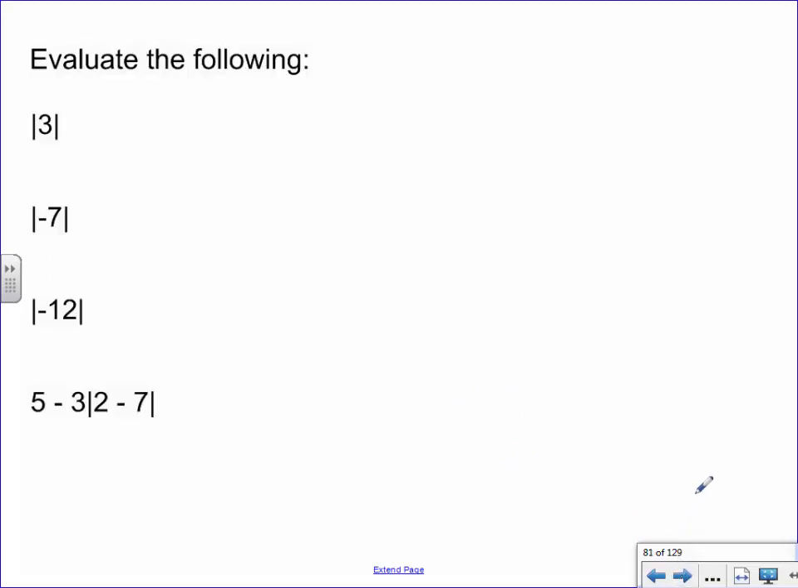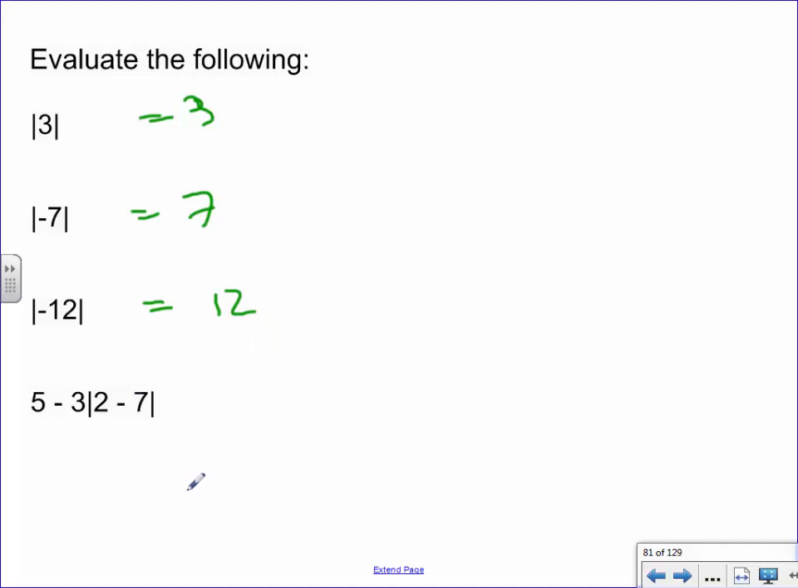So we'll try some more examples. What's the absolute value of 3? 3. The absolute value of negative 7. The absolute value of negative 12. Okay, now let's ratchet it up a little bit. Obviously, that's not as hard as it gets, but I always start really basic, right? How about this one here?